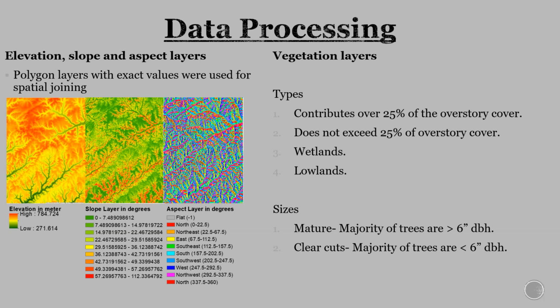For the sizes, there were 8 categories originally, which provided different diameters at breast height for trees. And then whether an area was less or more than 50% stocked. So we narrowed that down to whether the DBH was greater or less than 6 inches. So basically, is it a mature area or is it a clear cut area? And again, what we expected to see was a preference for clear cut areas.